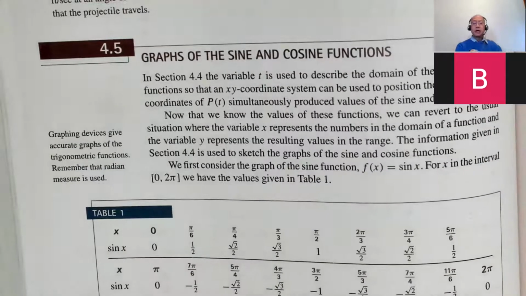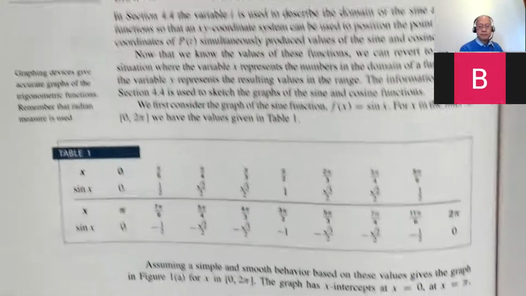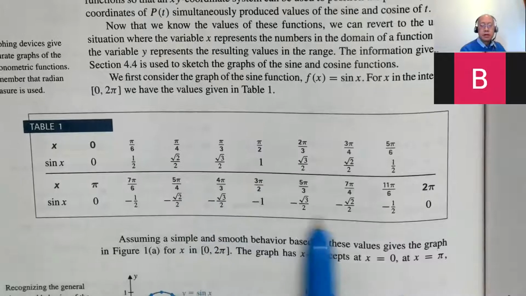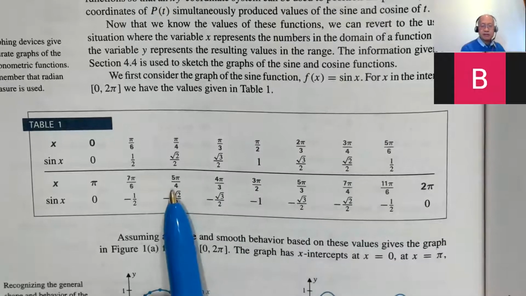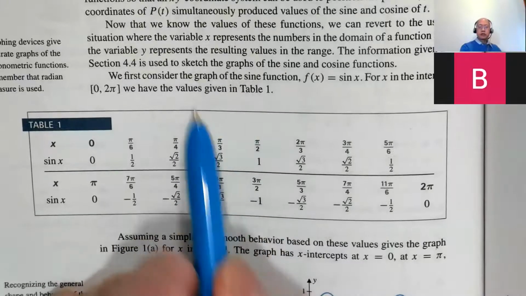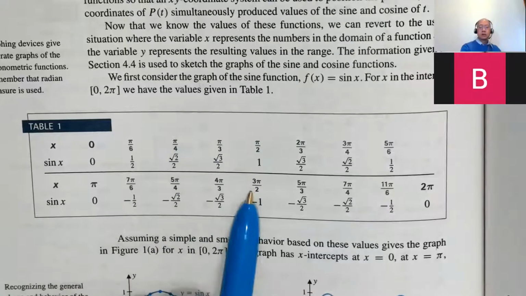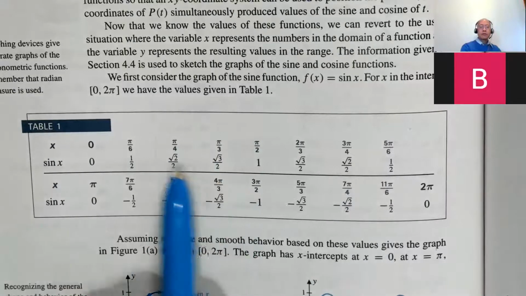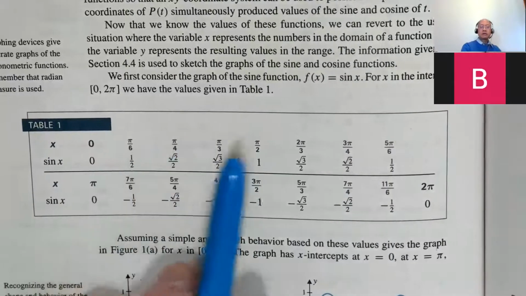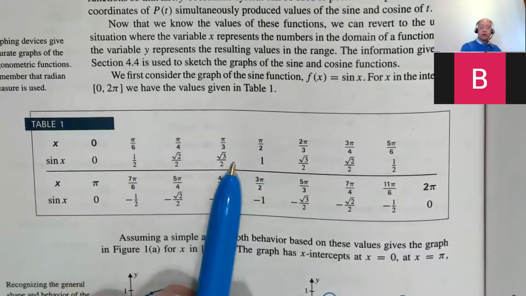Graphs of the sine and cosine function. Page 220. They made up a table here. So do I have to copy that down? It's up to you. You don't really need it if you play the game that I did. Just draw your circle and say, does this look halfway? Does this look halfway? And so on. So here are different angles. Sine of the angle, i.e. y coordinate.